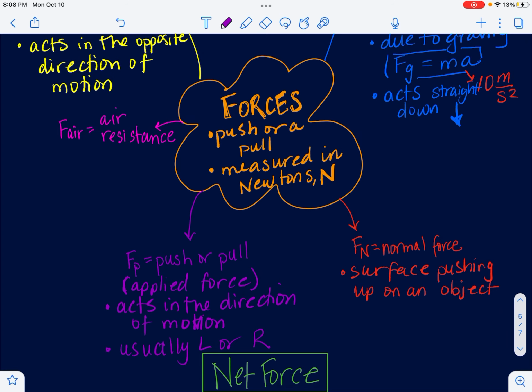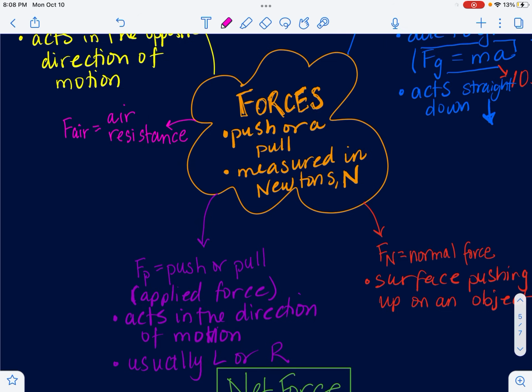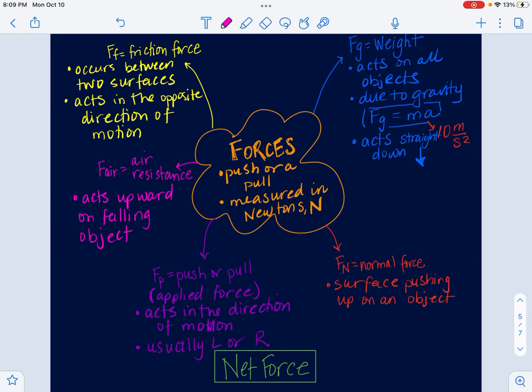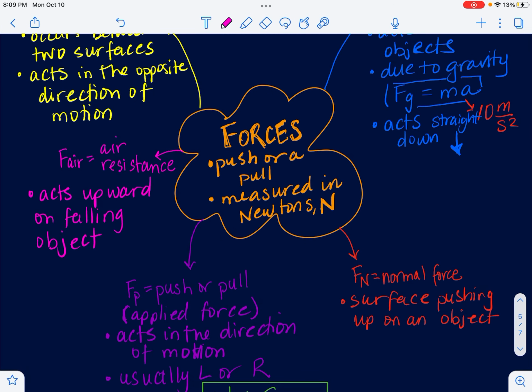And the last one is something you also probably have experience with, and that would be air resistance, okay? Air resistance is something that acts upward on falling objects. So think about a feather falling down, and you can see the air resistance slowing it down as it moves toward the ground. Okay, so we'll leave that there for just a second.